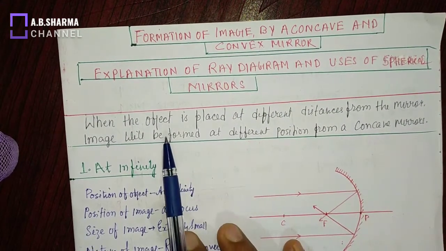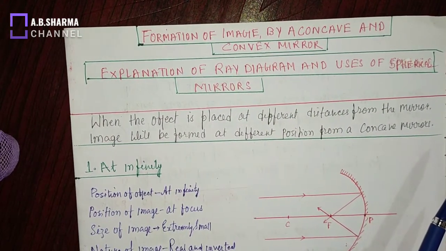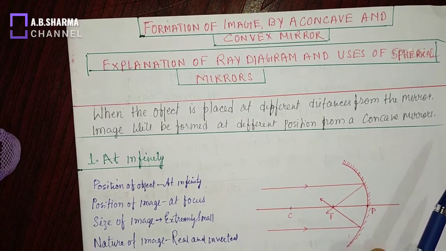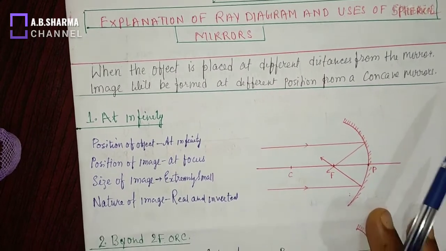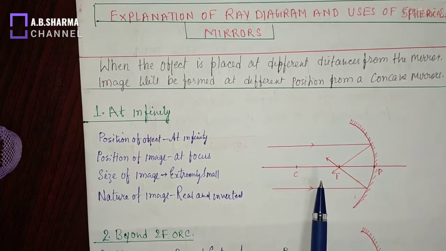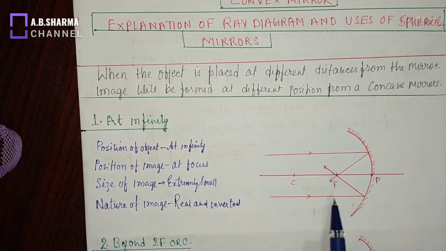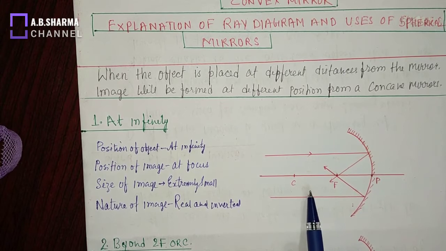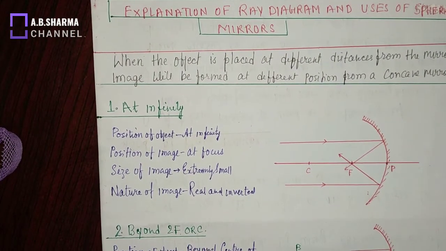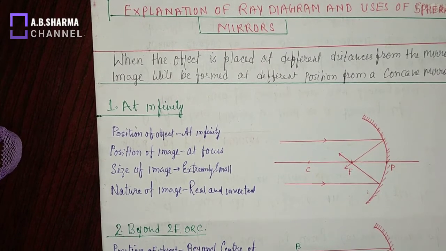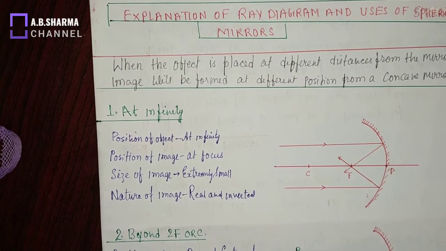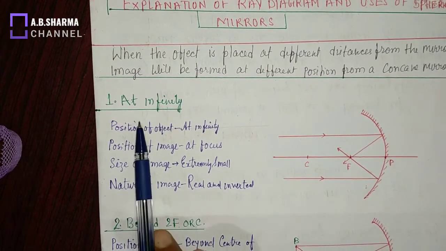In the previous part, we have studied three special rays which are used in the formation of ray diagram, and we have also seen that when the object is placed at different places in front of a concave mirror, the image is formed at different places. So we will put the object at different places and see the nature, size and position of the image. First, see when the object is at infinity.